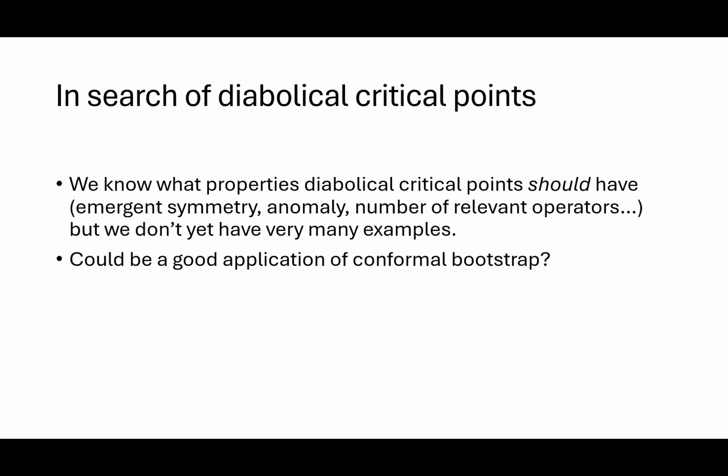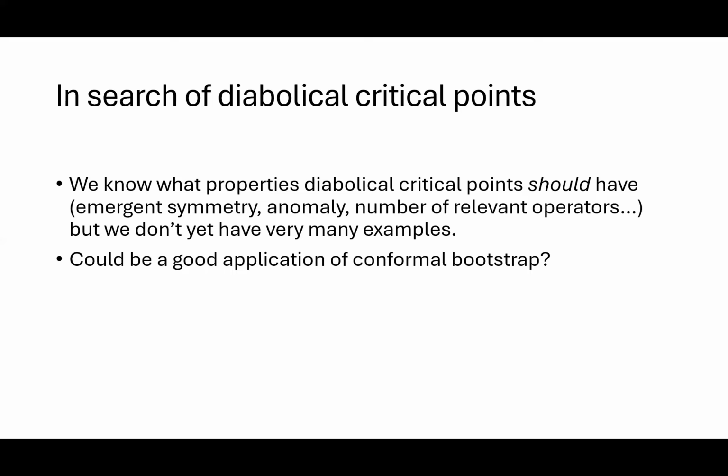There's another example, which is the SU(2) Wess-Zumino-Witten CFT in 1+1D. You can think of that as a codimension 4 diabolical critical point. So that kind of addresses this question of what happens with high codimension. You can have just an SU(2) symmetry in that case. But there aren't very many examples.